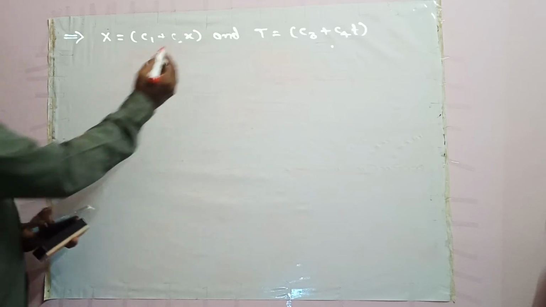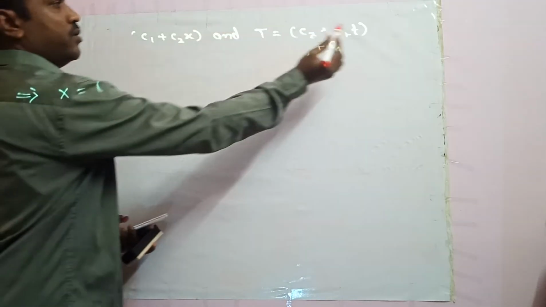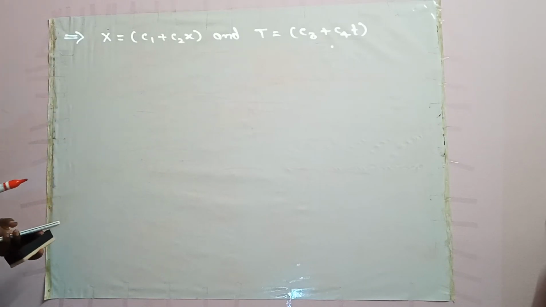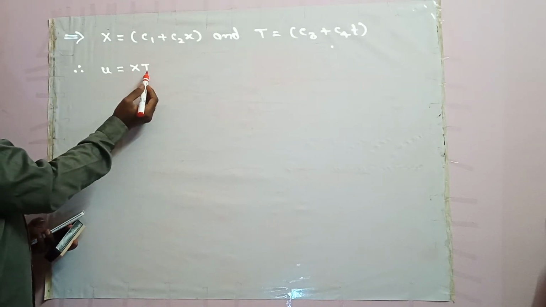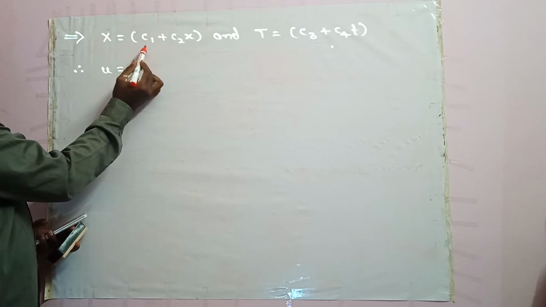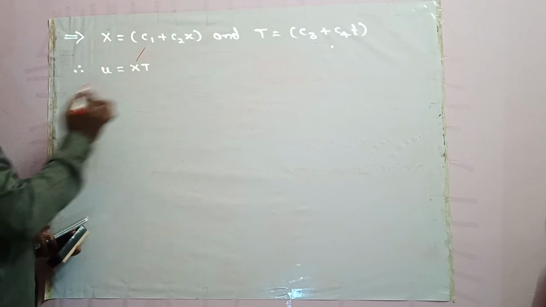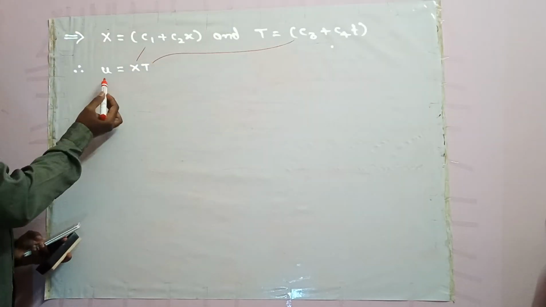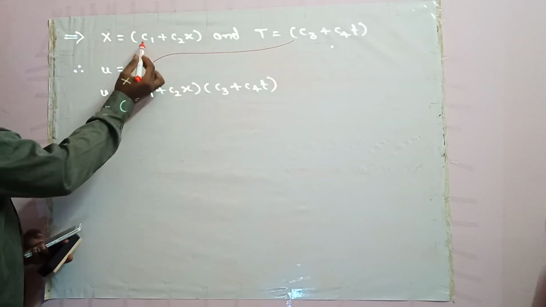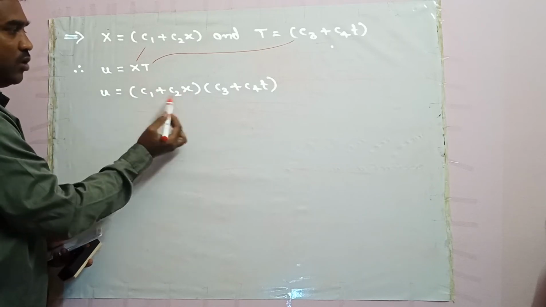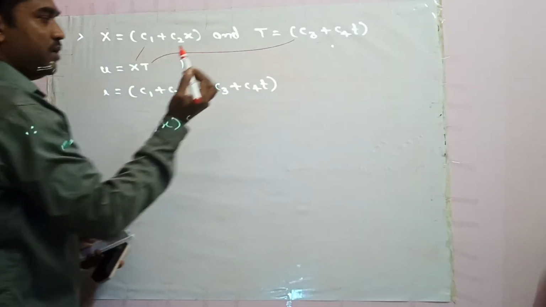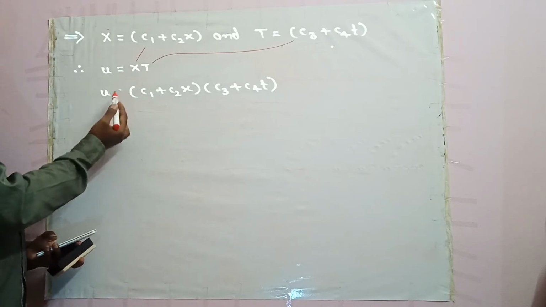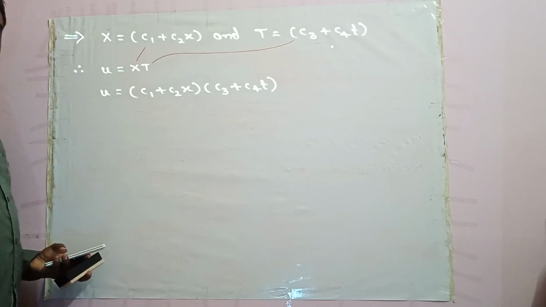And we have rewritten by making that term e to the power 0x and e to the power 0t as 1. What is our solution? That is u is equal to x into t. Let us put in the place of x this and in the place of t this here. So what happens? u is equal to this, the value of x into the value of t. So this is the solution in your case where k is equal to 0.